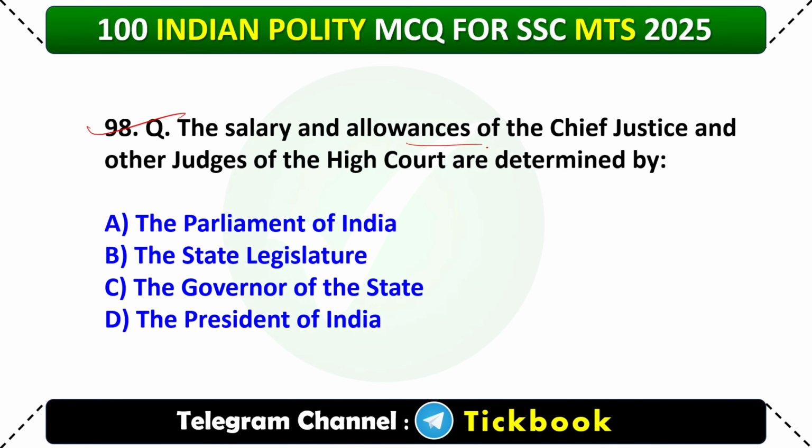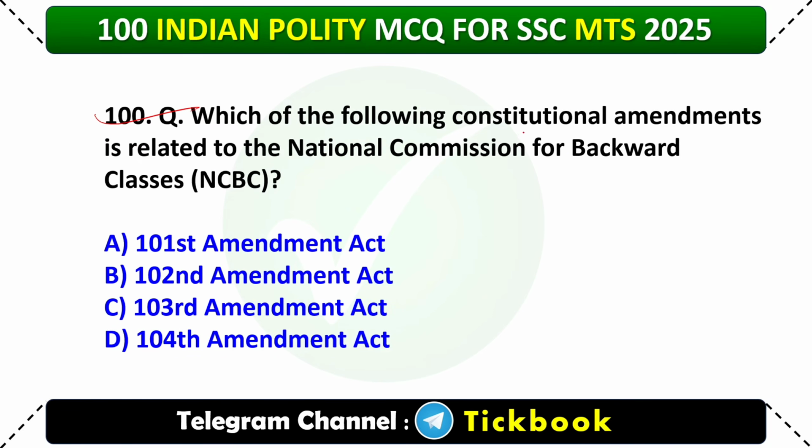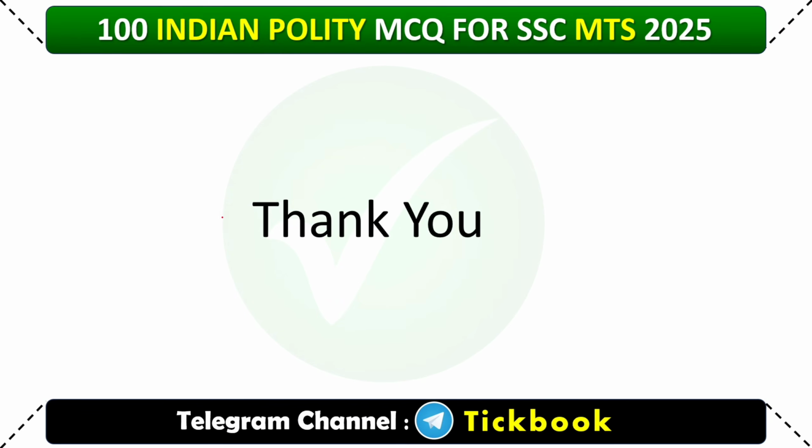98. The salary and allowances of the Chief Justice and other judges of the High Court are determined by. I think it's a repeated question. The correct answer is the Parliament of India. 99. The emoluments, allowances and privileges of the Governor are determined by. Option number C, the Parliament of India. 100. Which of the following constitutional amendments is related to the National Commission for Backward Classes? Option number B, 102nd Amendment Act. Thank you so much.